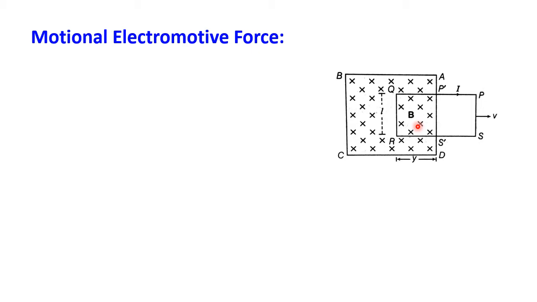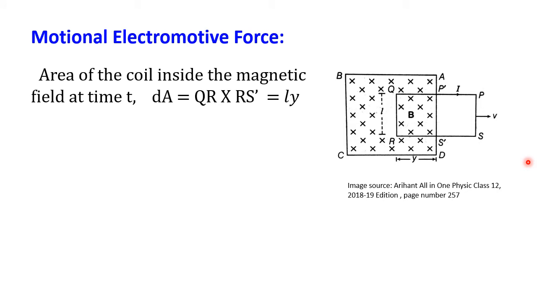Just keep it in mind, at last we will analyze the current direction by using the change in magnetic flux. First let me give the theoretical analysis, afterwards the current direction we will see. Suppose, for the area of the coil inside the magnetic field at a particular time, y is the length as shown in the diagram, and L we already mentioned for QR. Then the total area inside the magnetic field, dA, equals L into Y.